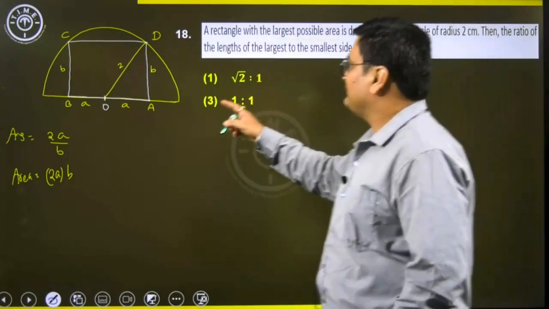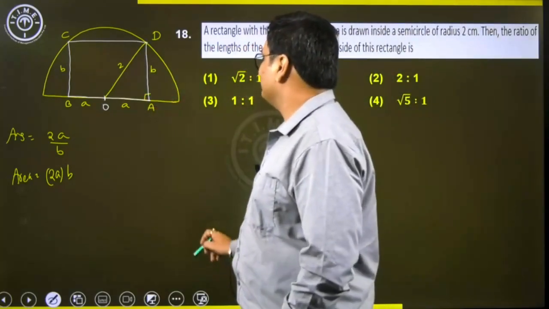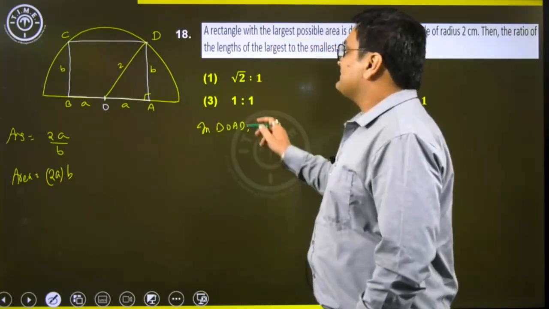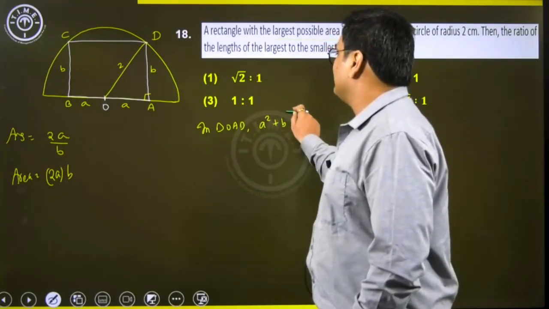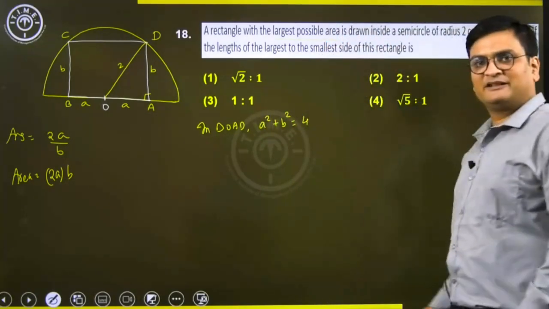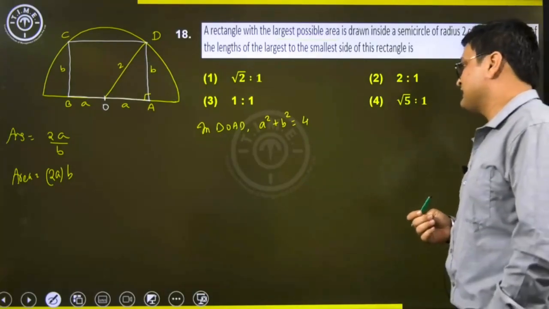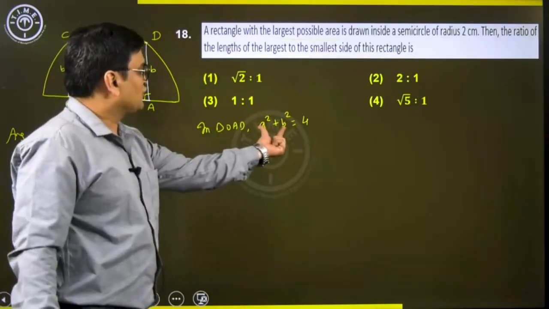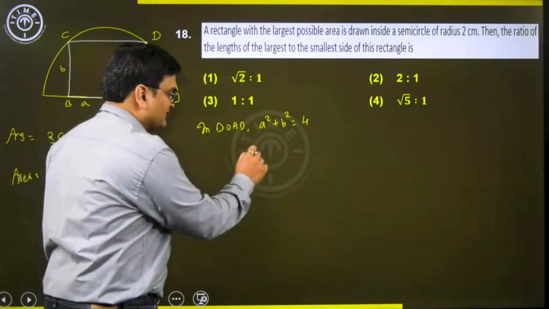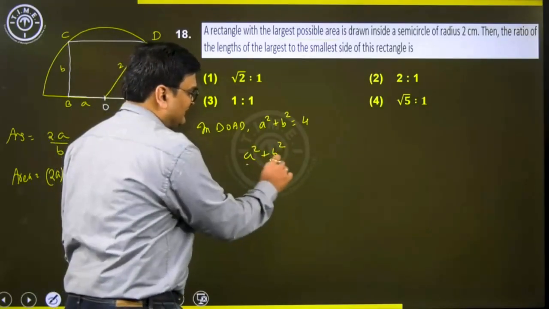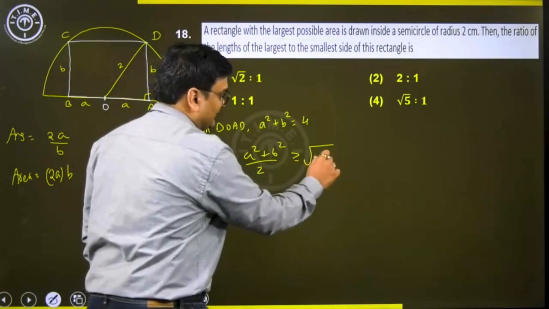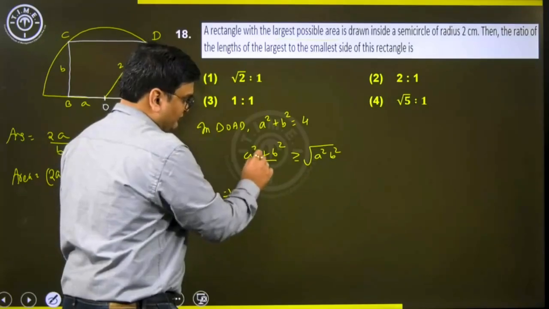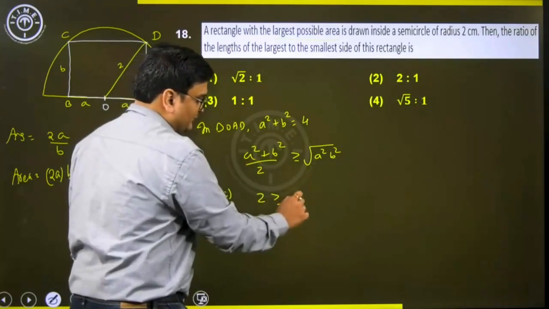And if that is so, in this right angle triangle OAD, can we say the sum of the squares of the perpendicular sides will be equal to 2 square, which is 4. A square plus B square will be equal to 4. Now observe, if A square plus B square is 4, apply arithmetic mean greater than or equal to geometric mean on A square and B square. Arithmetic mean of A square and B square will be greater than or equal to geometric mean of A square and B square. A square plus B square is 4, so 4 by 2 is 2. This will be greater than or equal to A into B.